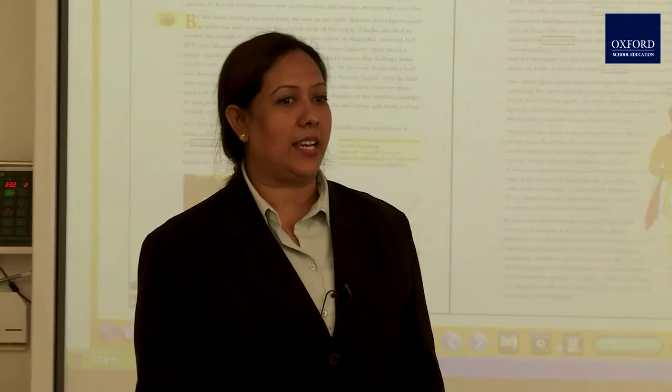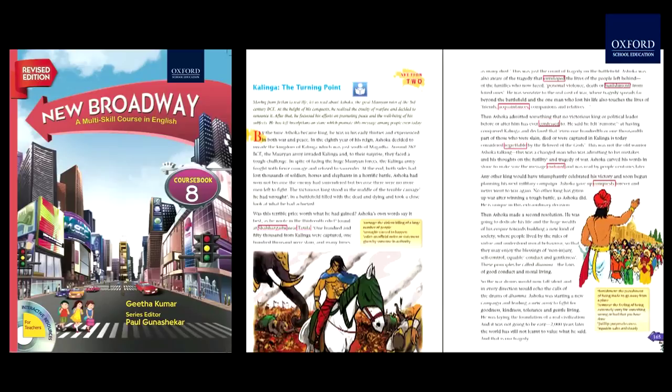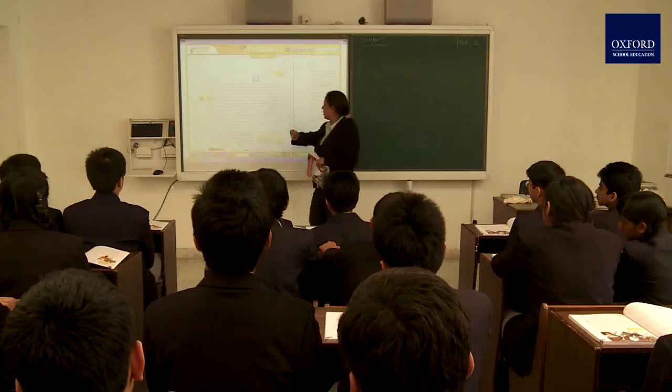Today we are going to take up the lesson Kalinga, the Turning Point. So all of you can take out page number 164. As you all can see, this is the lesson Kalinga, the Turning Point, and we are going to study this with the help of Oxford Educate. Okay, children, I'm going to use the pencil highlighter to highlight the heading Kalinga, the Turning Point.